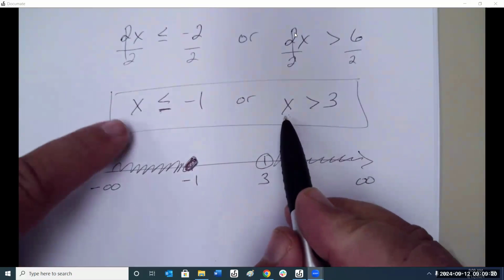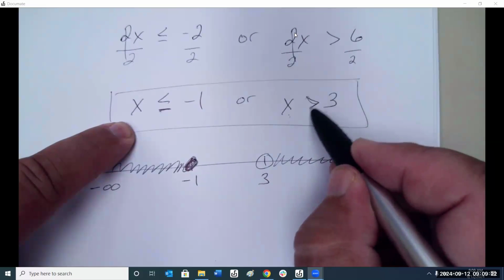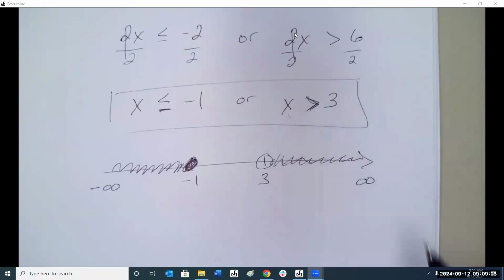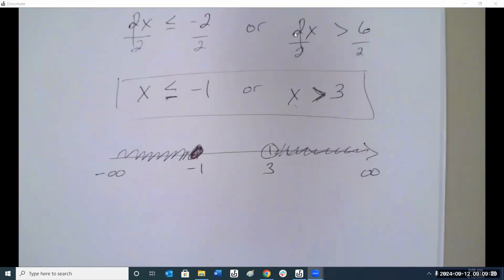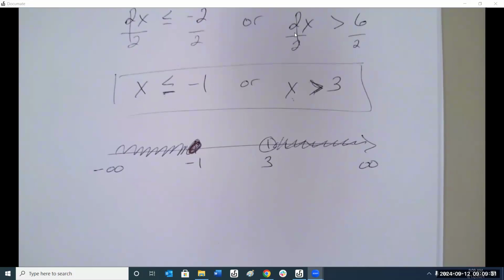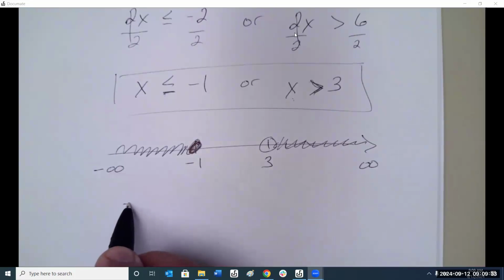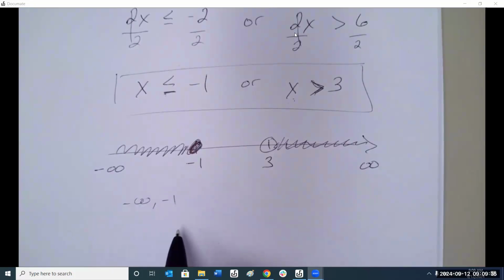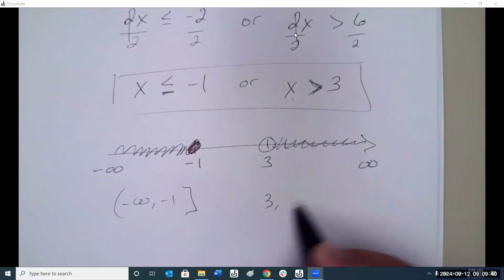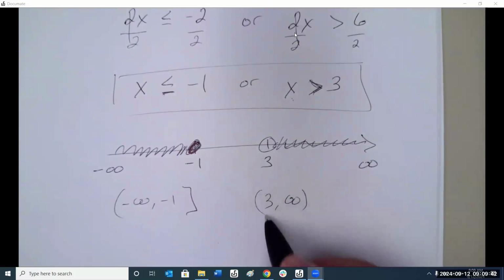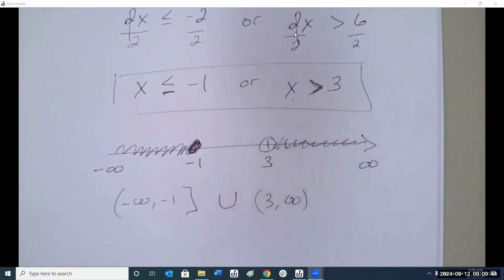So if x is to your left-hand side, just follow the direction of the arrow that tells you what side to shade. This one shades to the right, this one shades to the left. So this one goes from -infinity to -1, bracket, 3 to infinity, and they're both with a union in the middle. So far, so good.